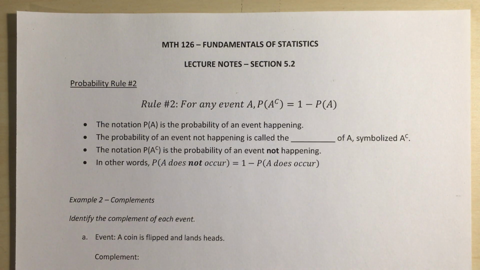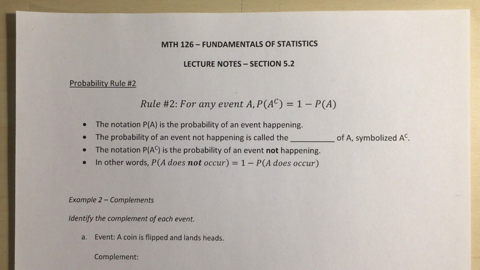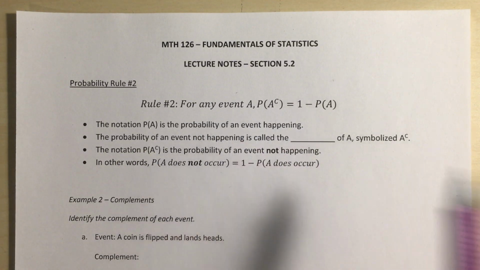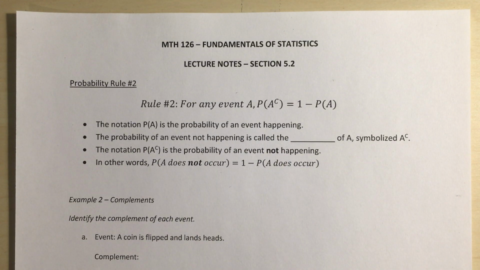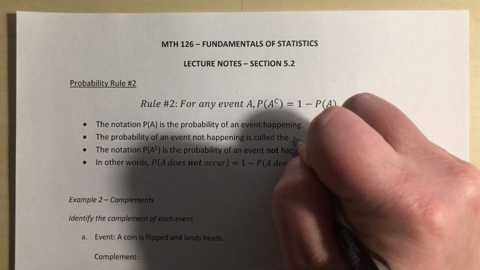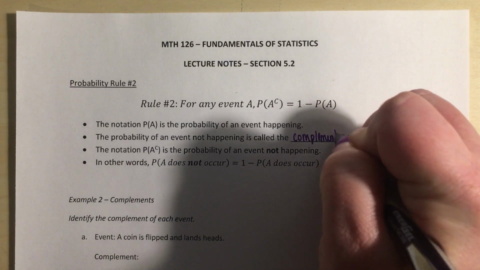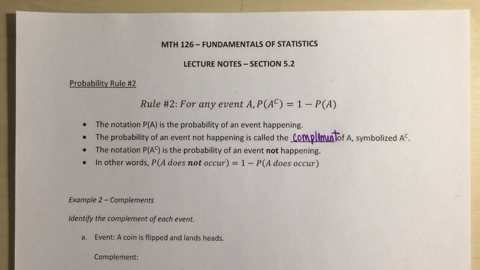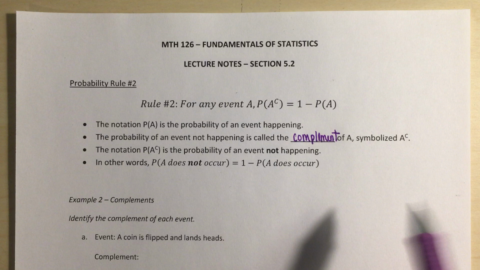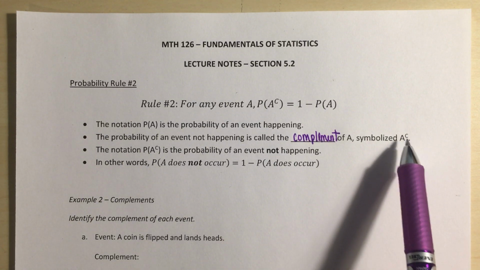So now we're going to continue on to our second probability rule. Our second probability rule says for any event A, P of A, and then we have a little subscript of C, equals 1 minus P of A. Their notation P of A is the probability of an event happening. The probability of an event not happening is called the complement of A. And what we're going to show for complement is A with a little c up here.